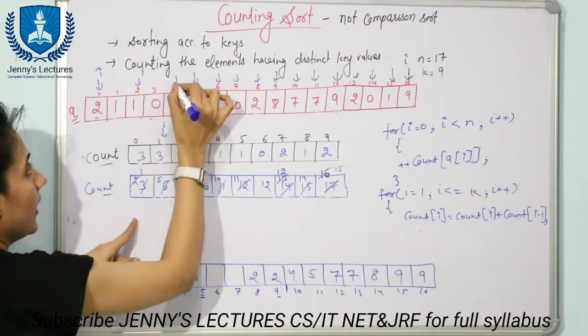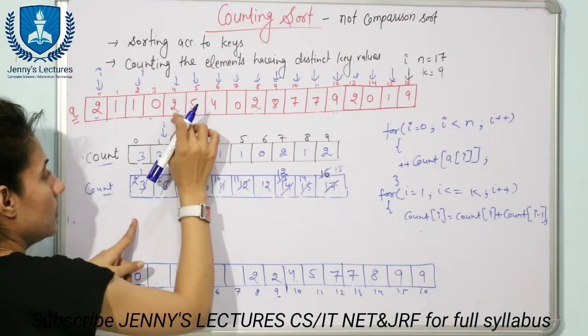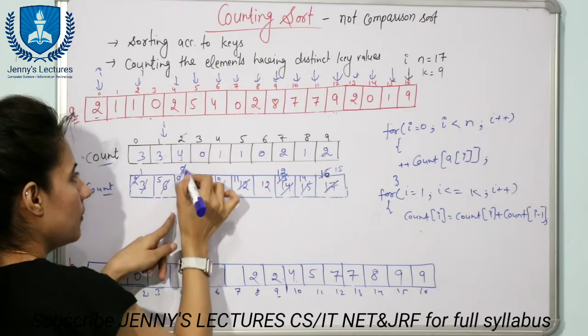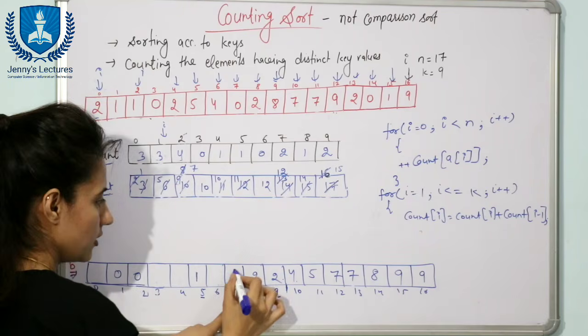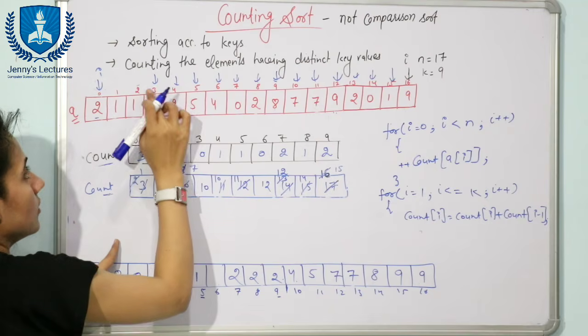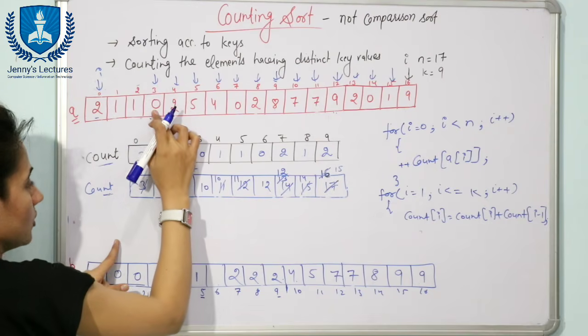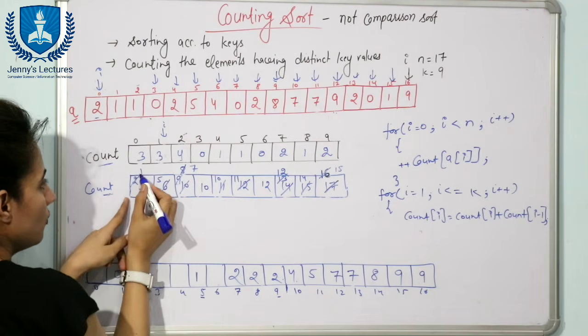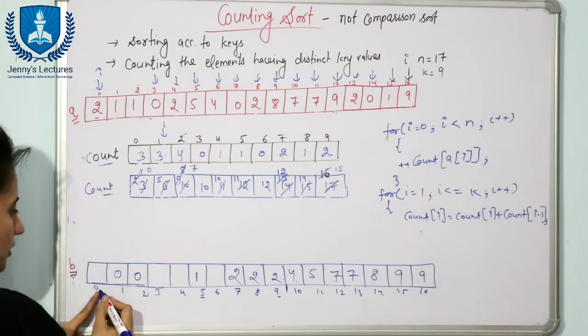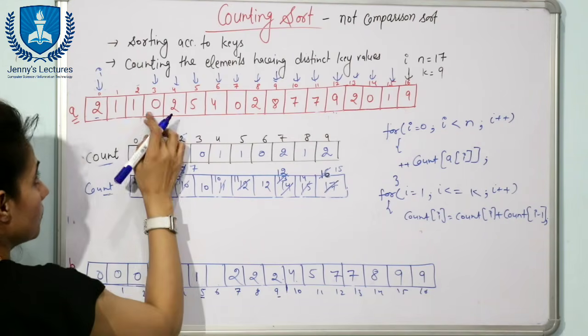Fine. Again decrement I value. Now here the key value is 2. Go to the index 2. Here the value is 8. Decrement this first of all, 7. Now at 7 we are going to store 2. Now go to this place. Value is 0. Go to the index 0. Here we have 1. Decrement this, that is 0. At the 0th index we are going to store 0.